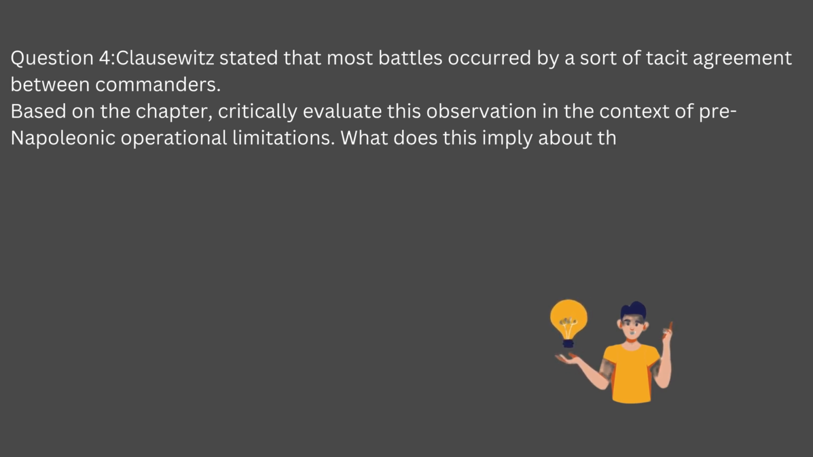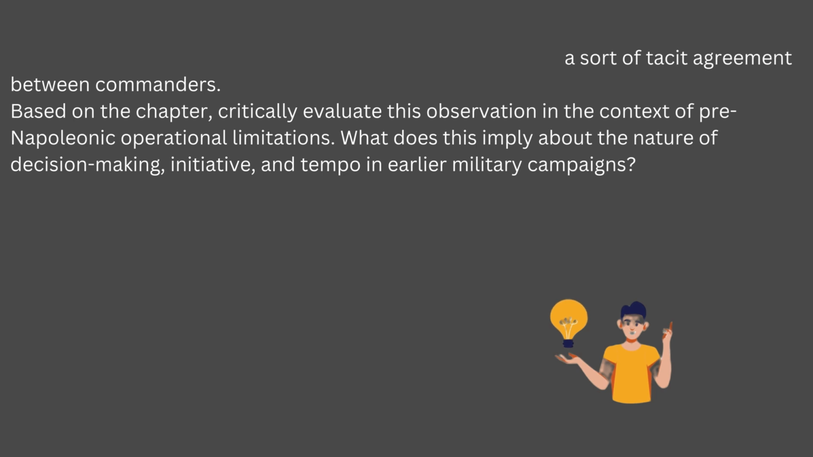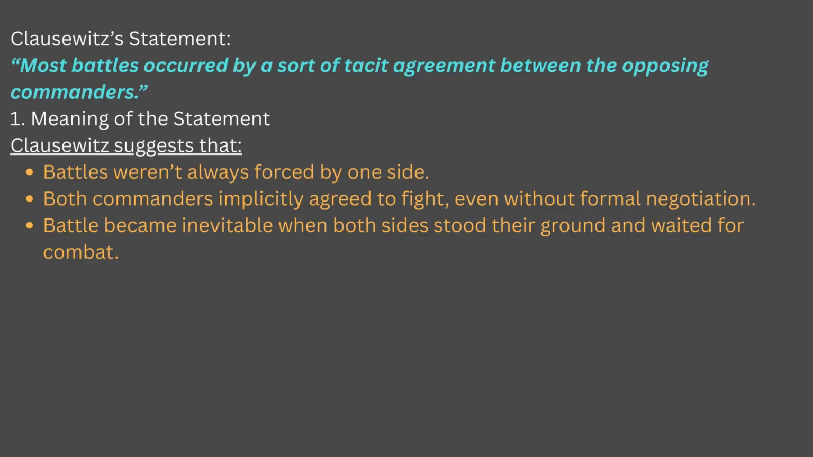Dosto, this question revolves around one of the most powerful observations in military history, a quote by Clausewitz. Most battles occurred by sort of tacit agreement between the opposing commanders. What does this mean? And why is it so relevant when we talk about warfare before Napoleon? Let's break it down.